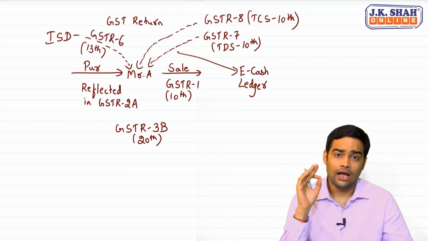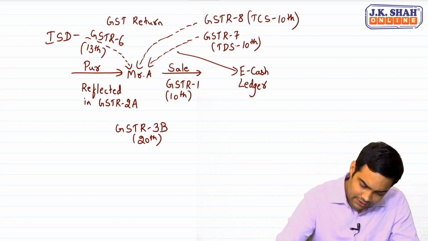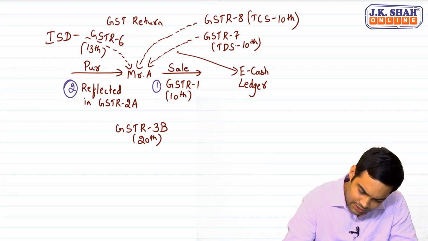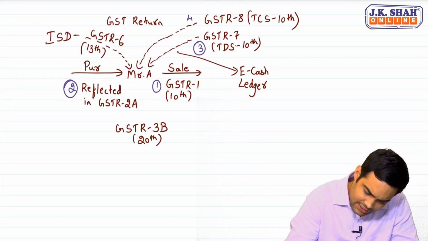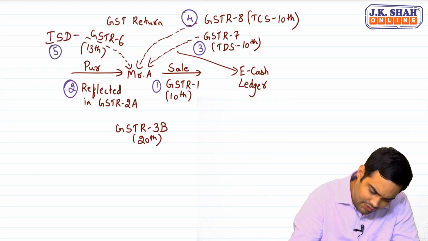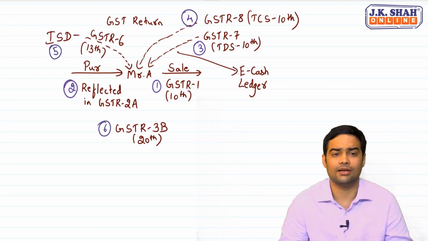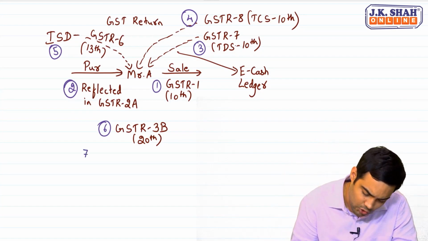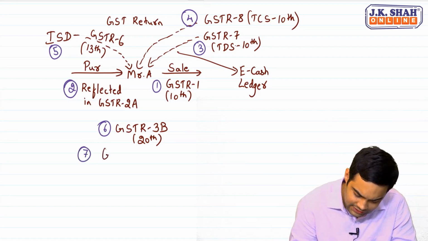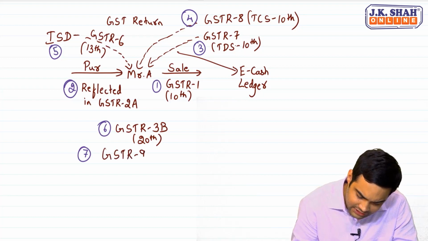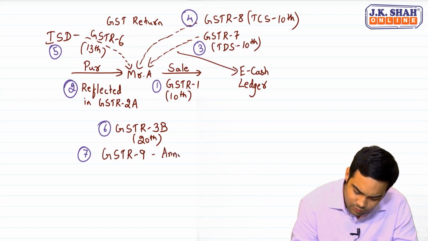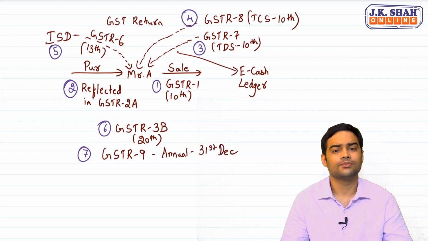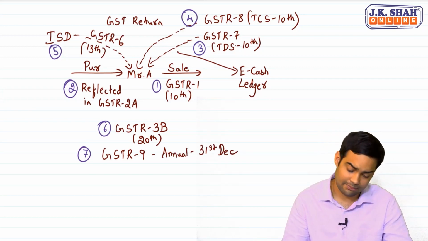Now, once you complete this, see what all events happened. Sale, then purchase got reflected here. Thereafter, TDS returns came, TCS returns came, ISD filed a return, and then I filed GSTR 3B. Is the work of a regular dealer over here? The answer is no. He has to file GSTR 9, which is an annual return. What would be the due date? Due date is 31st December.